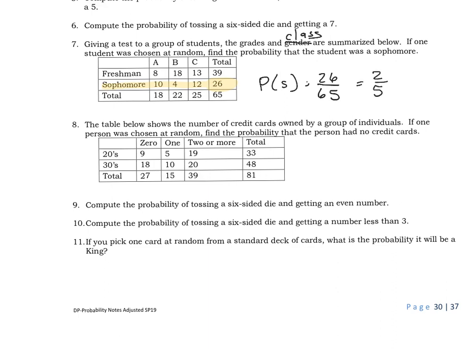Number 8, the table below shows the number of credit cards owned by a group of individuals. If one person was chosen at random, find the probability that the person had no credit cards. Okay, so we're going to look at 0 credit cards.